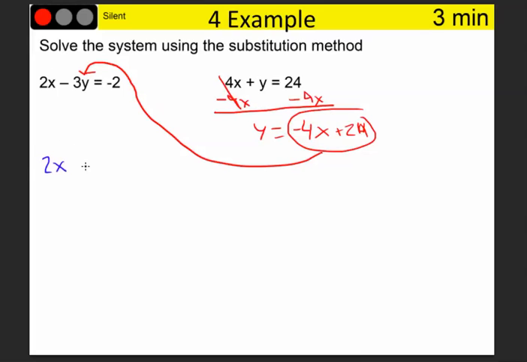So I have 2x minus 3y equals negative 2. And I know that y is equal to negative 4x plus 24. So negative 3 times negative 4x is positive 12x. Negative 3 times 24 is negative 72. Bring down my equals negative 2. Bring down my 2x. 2x and 12x makes 14x.